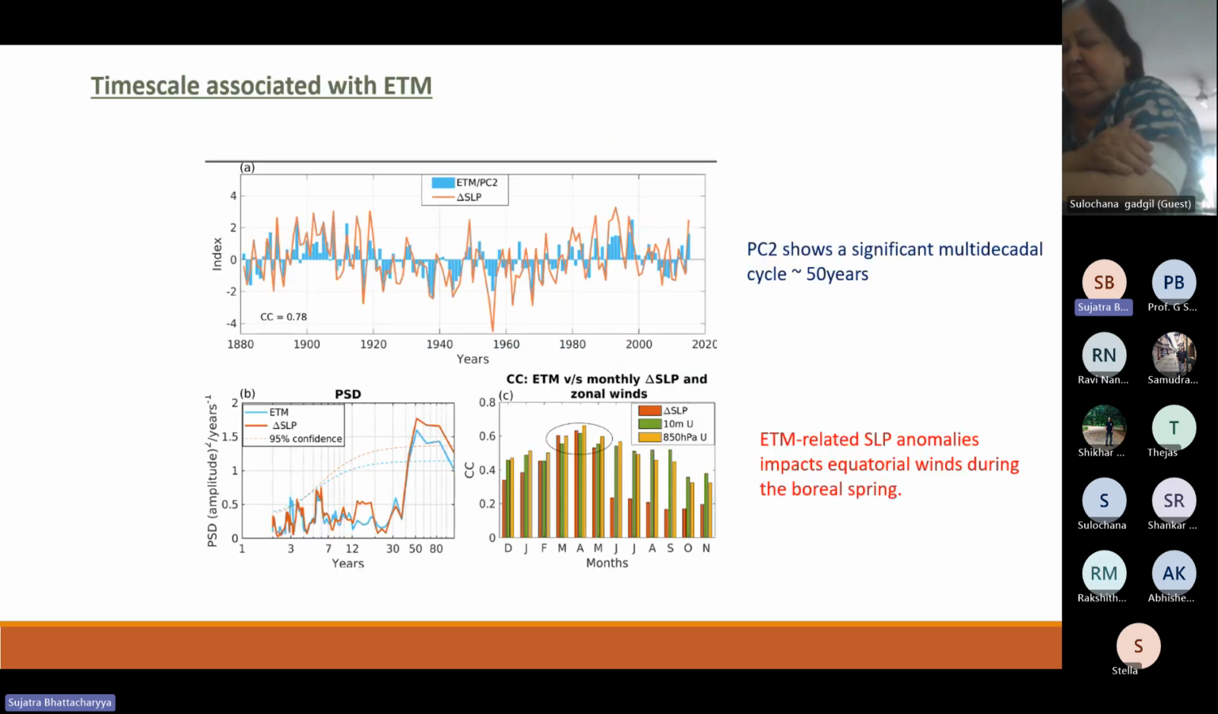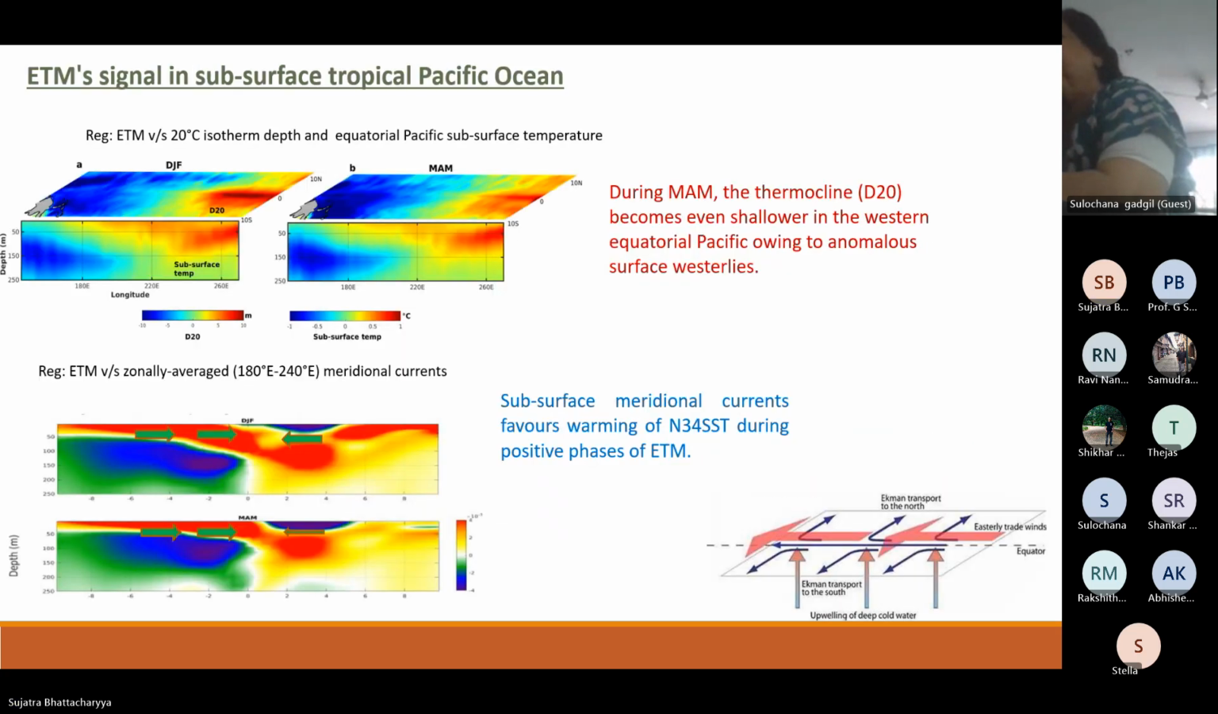That essentially suggests that there is some sort of multi-decadal seesaw in SLP about the dateline in the southern Pacific Ocean, which is also seen in the spectrum, with a significant peak at around 50 years or so. The next thing is how this multi-decadal seesaw in SLP about the dateline can have an impact on the ENSO transitions. One slide on that: this ETM signal is also present in the mixed layer and subsurface processes.